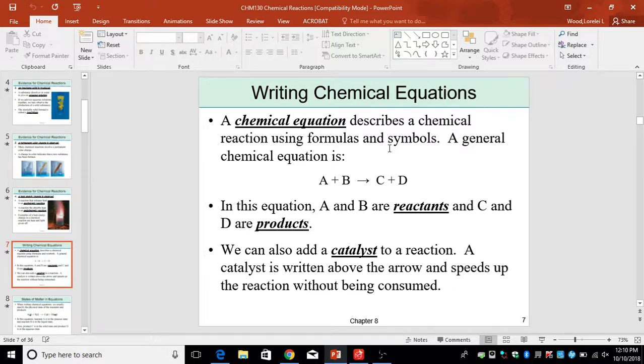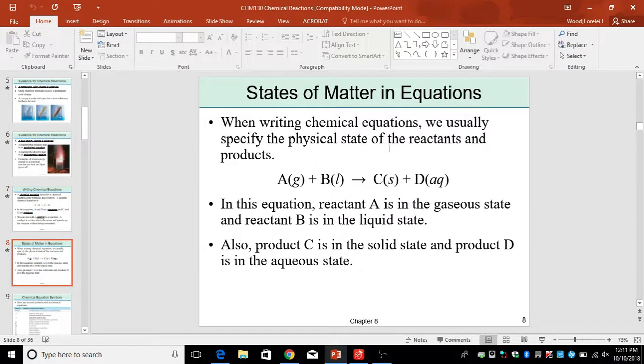A catalyst does not take part in the chemical reaction. It's not a reactant or a product. So often if there is a catalyst, they will write the symbol for the catalyst over the arrow. And that's because it's not a reactant, it's not a product, it doesn't take part in the chemical reaction, it just changes the rate at which the reaction occurs.